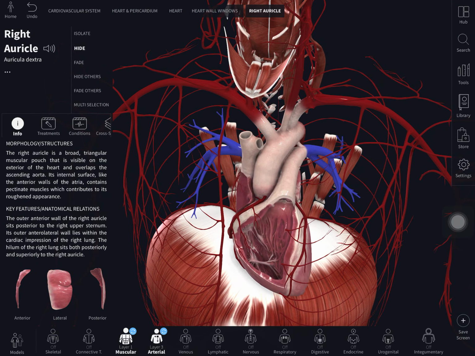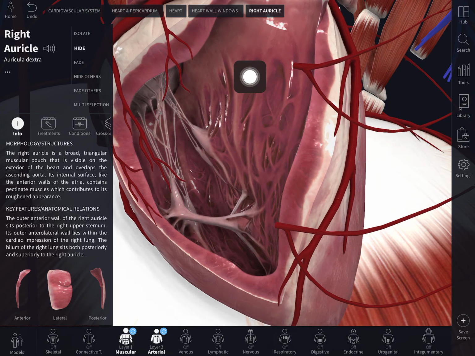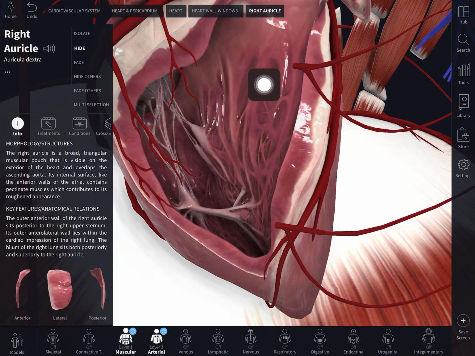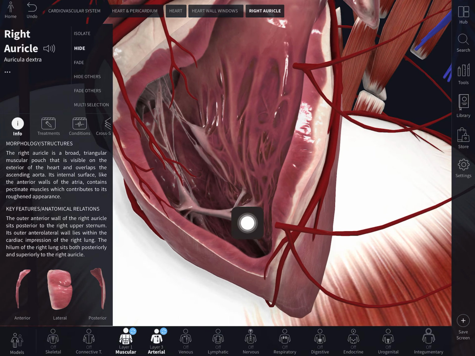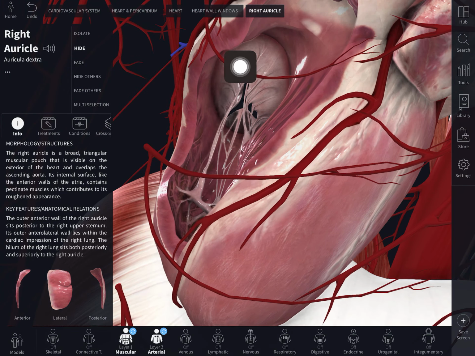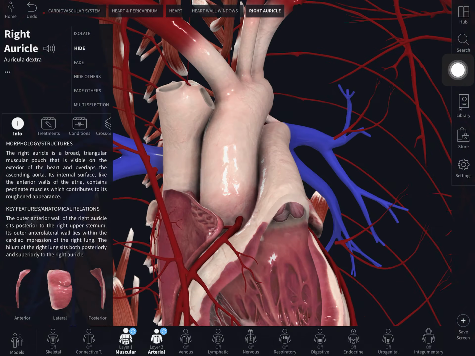Okay, so deeper to that, you have the endocardium, which is the endothelial layer. This is the endocardium. This endothelial layer grows inside and forms these papillary muscles, and it forms these valves inside, in the right heart as well as in the left heart.